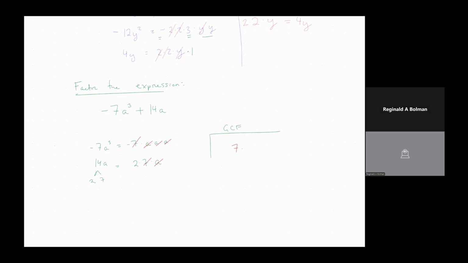I'm sorry, I don't have an a and an a. I've got a 7 and an a that is in common. Right? So my GCF on a technical level is 7a. And what's going to be left over is this negative a times a, or a negative a squared, and a positive 2.